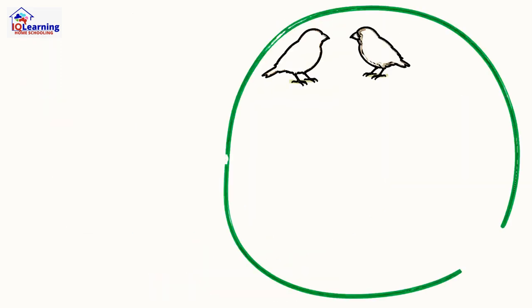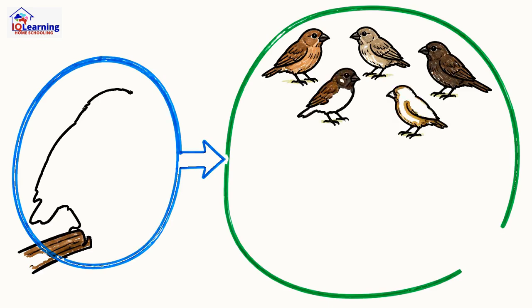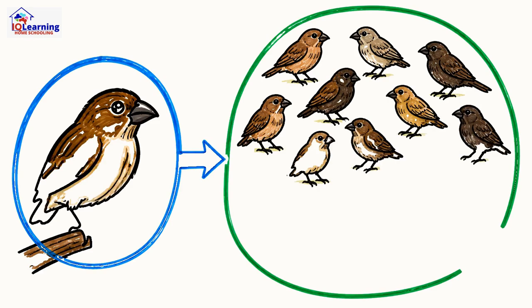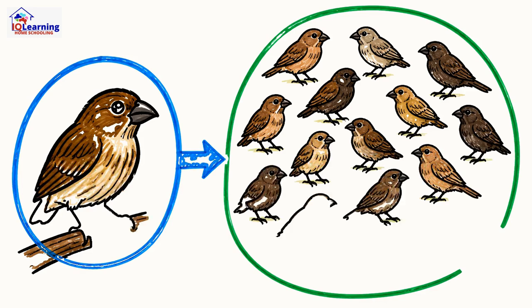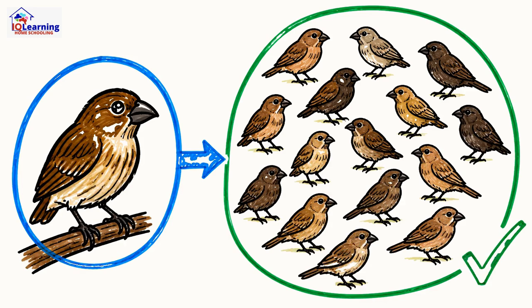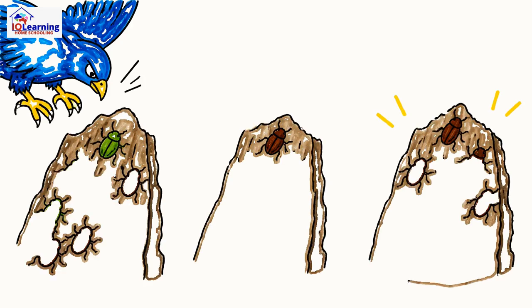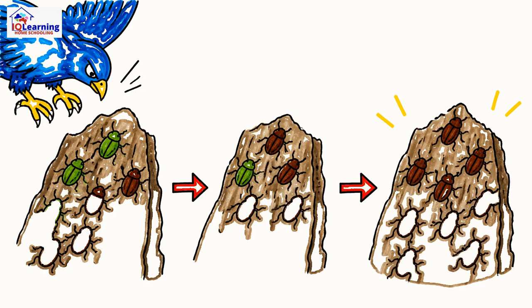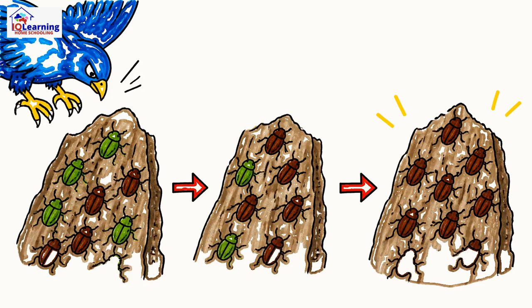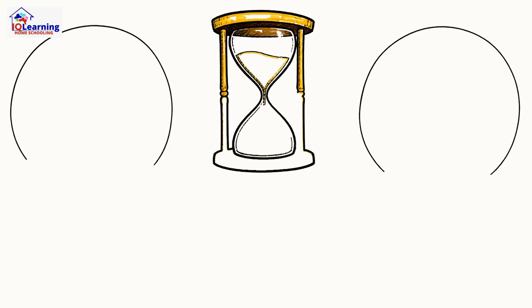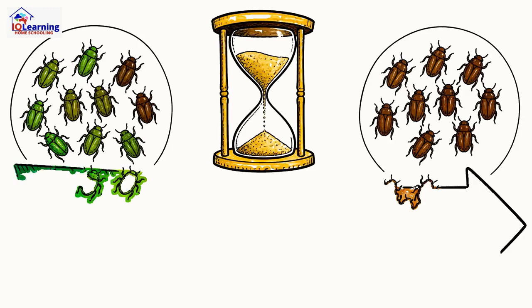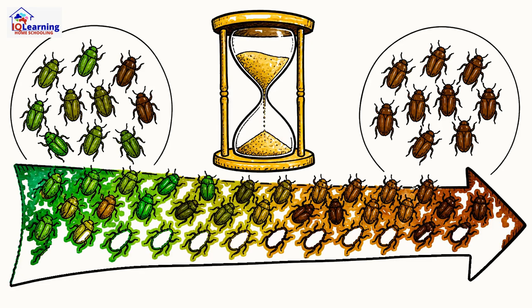But here's the crucial point. Individuals do not evolve. An organism is born and dies with the same set of genes. It's the population that changes. If brown beetles are better camouflaged than green ones, more brown beetles survive to reproduce. Over time, the entire population becomes browner. Evolution isn't a personal journey. It's the slow, statistical story of a species, written across millennia.